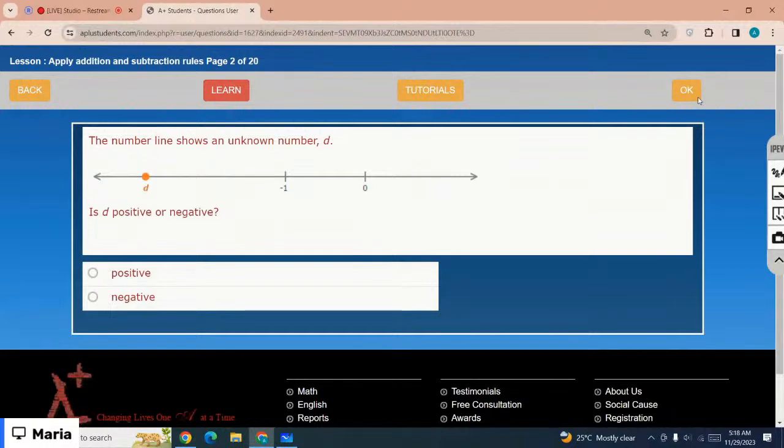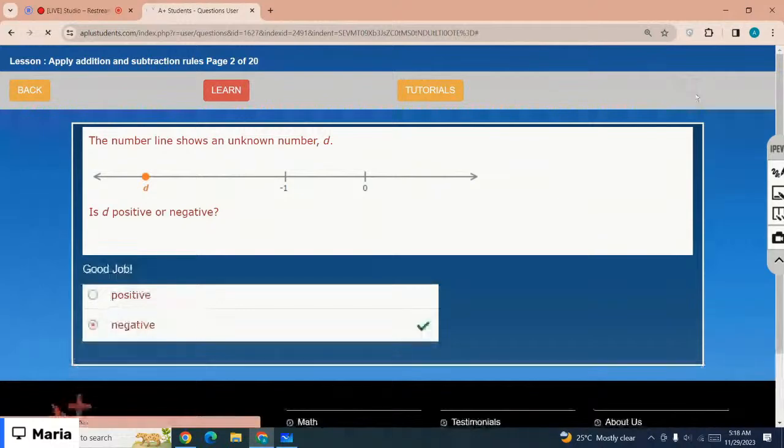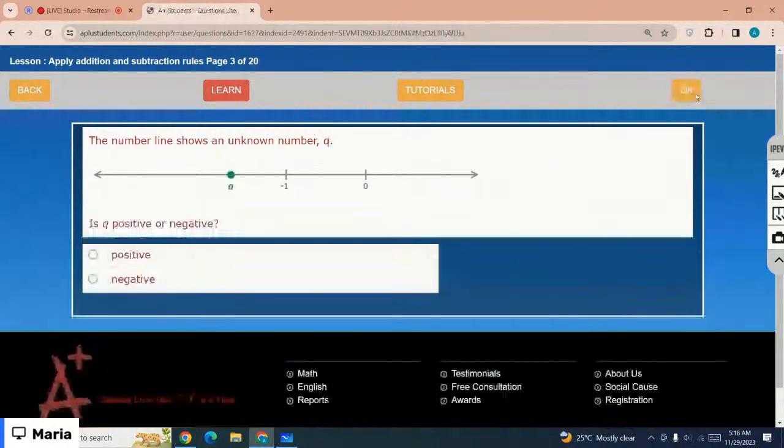Yes, that is a negative number because again that is on the left hand side of the zero. The number line shows an unknown number q. Is q positive or negative? Which is the correct option?